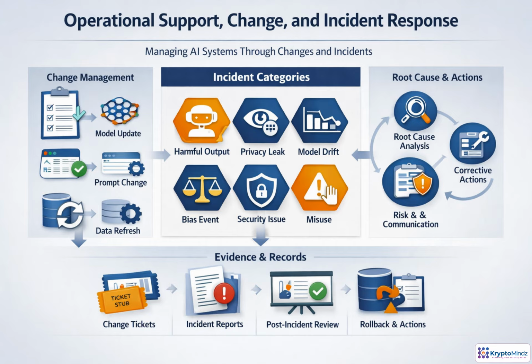Governance has to keep working after launch. Every operational change, from a model update to a prompt tweak, should follow a controlled path. Request, impact assessment, approval, implementation, validation, and documented closure. Incidents need the same discipline, with AI-specific categories such as harmful output, privacy leakage, drift, bias, compromise, or misuse. Each event should connect to root cause analysis, corrective action, renewed risk assessment, and stakeholder communication. Tickets, incident records, rollback logs, and post-incident reviews become evidence that control was actually exercised.